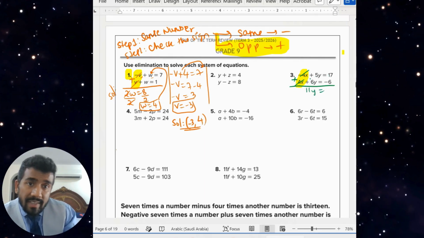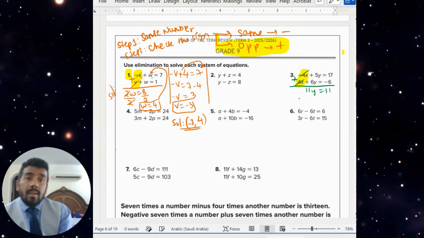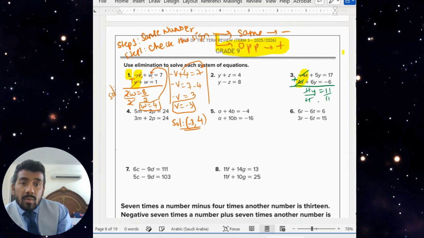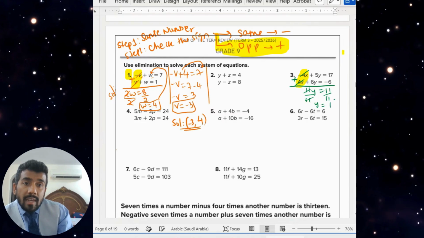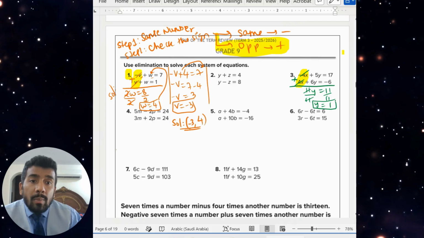And 17 plus minus 6, it will become 11. Then you divide by 11, divide by 11, cancel, cancel. What you get? Y. 11 over 11, that's 1. Once you get y equals 1, put this y.